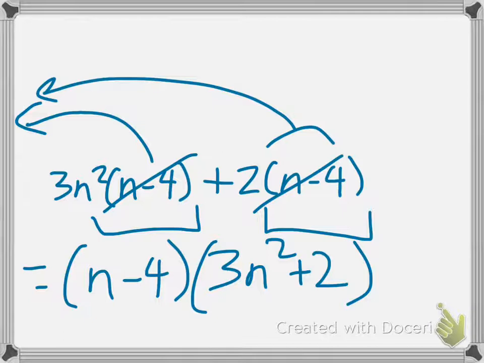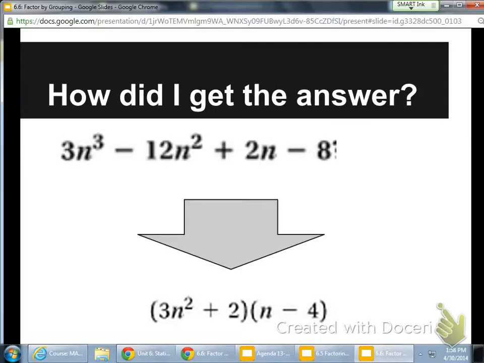Some people are still confused. Did you write down the answer right there? Okay. It's going to be n minus 4 times 3n plus 2. Now, how do we get that? Let's get rid of that screen. Is that the answer that we have here? Yes.